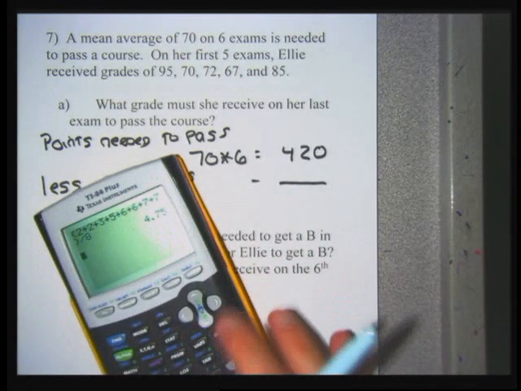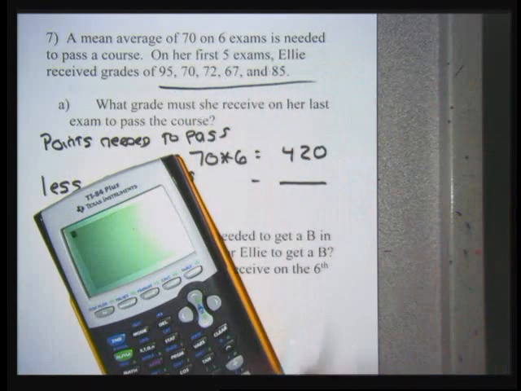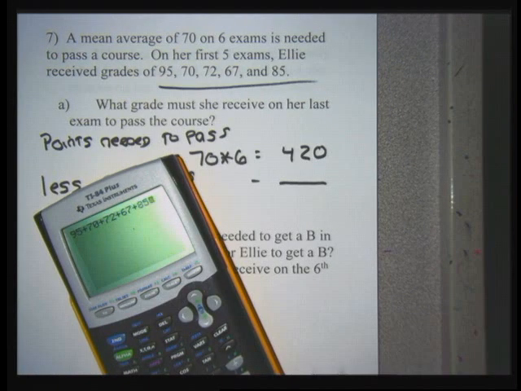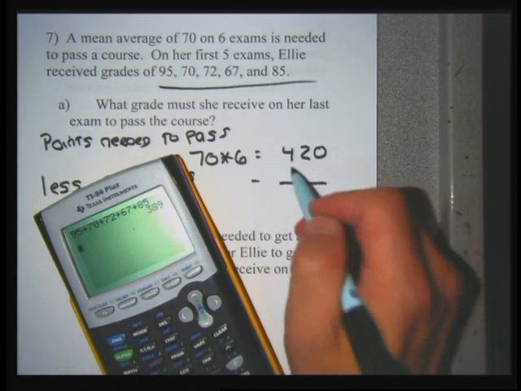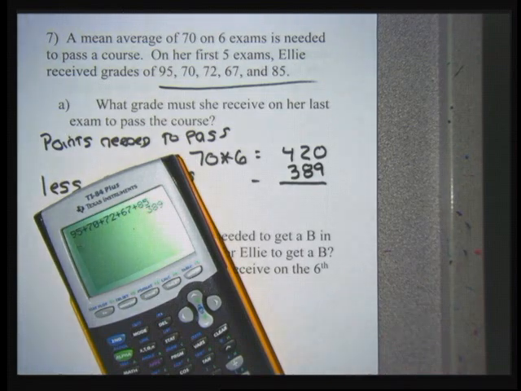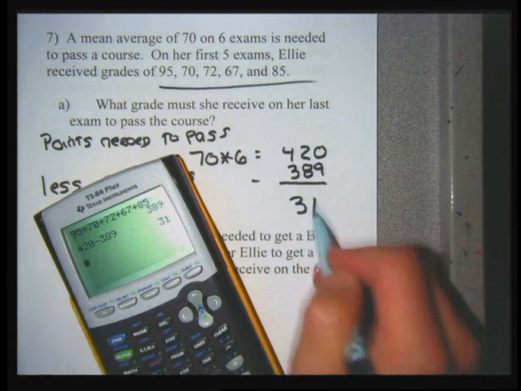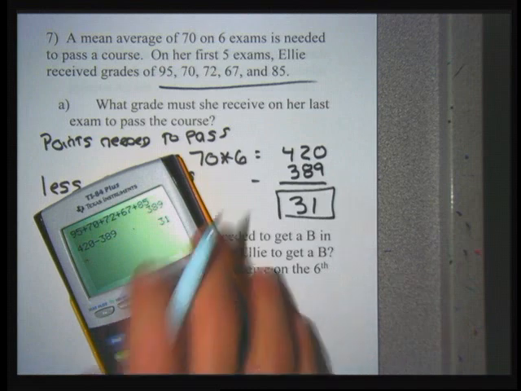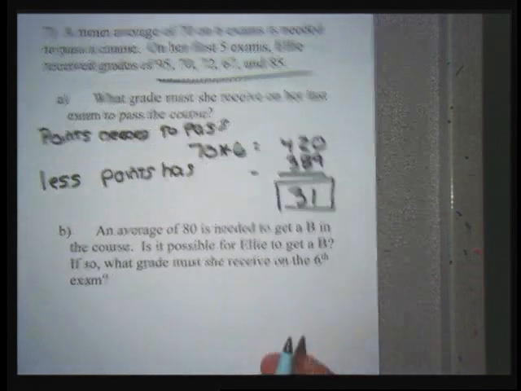And the points she already has, I'm just going to add her 5 test scores. So I'm going to go 95 plus 70 plus 72 plus 67 plus 85. So far she's managed to get 389 points. She needs a total of 420 to pass. And if I go 420 minus 389, that's going to give me the 31 points that Ellie needs to pass the class.